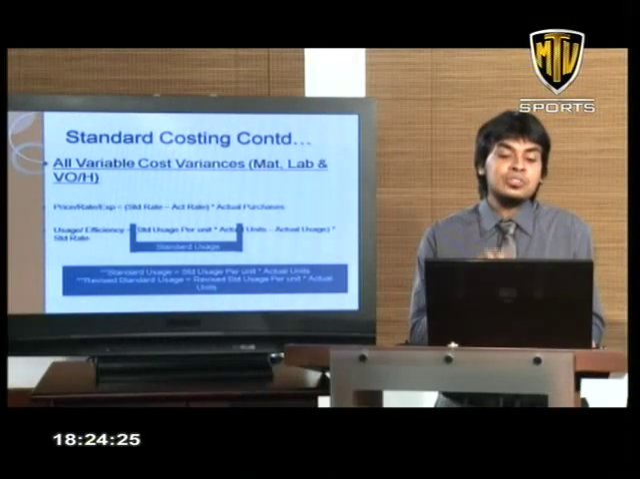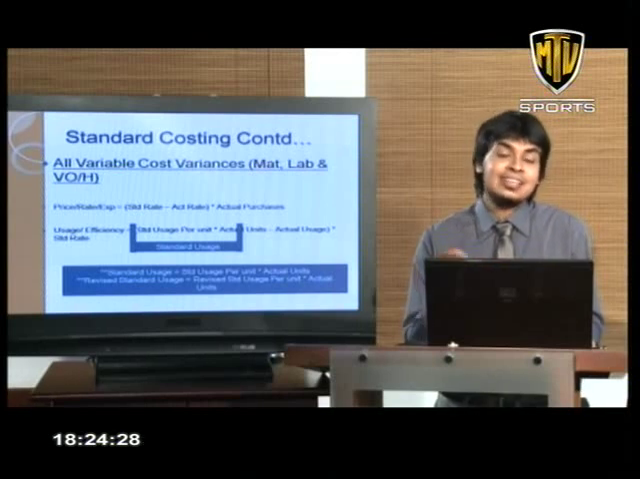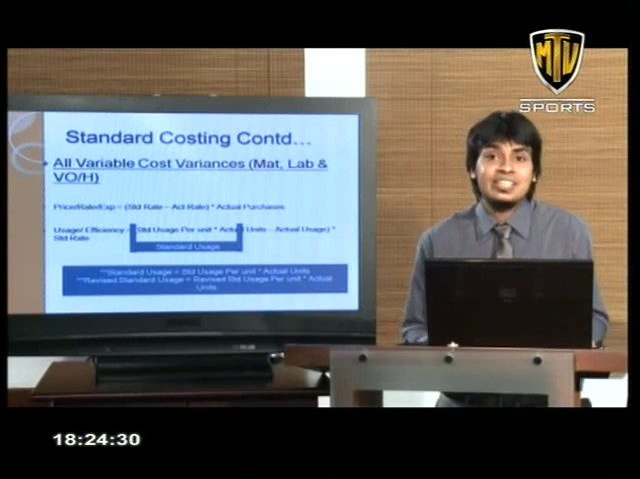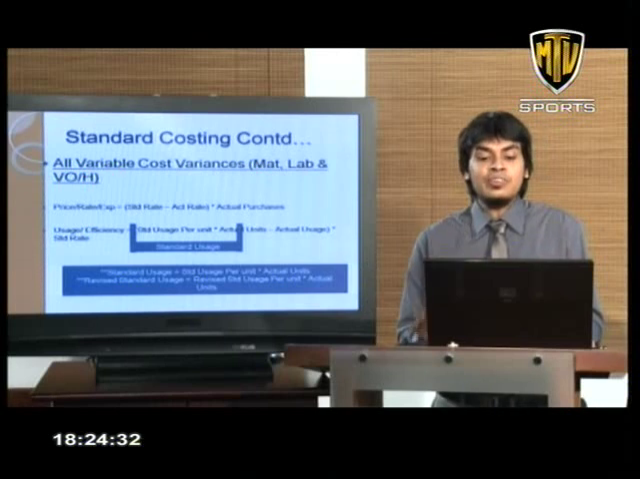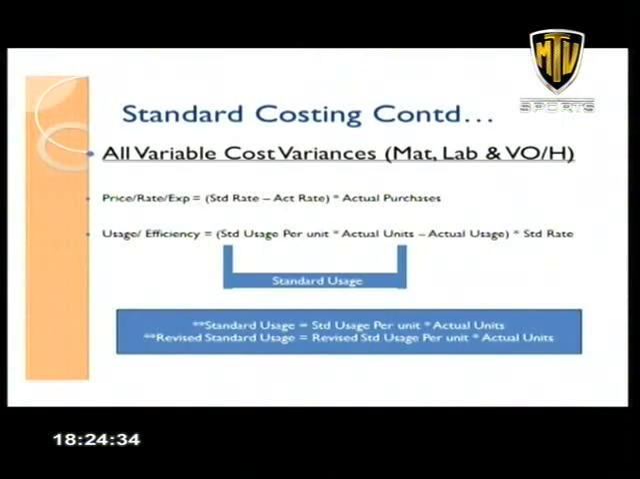And then the usage, the materials usage, labor efficiency or variable overhead efficiency variance. How do we calculate that? It's essentially the difference between your standard usage and actual usage multiplied by the standard rate. Now when I say standard usage, remember standard usage is equal to the standard consumption per unit multiplied by the actual number of units produced.